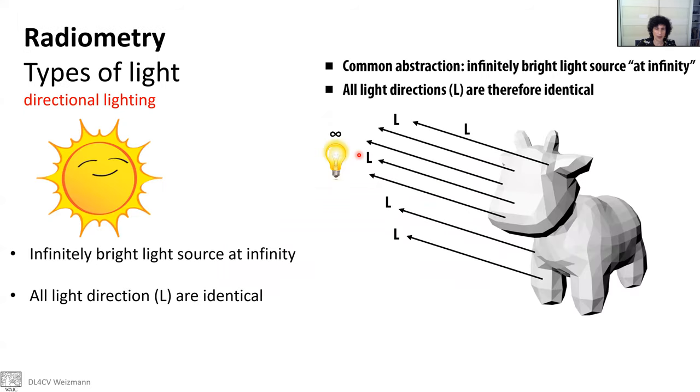So what kind of lights do we have? I'm scanning a few of them. We have something, for example, like the sun, which is infinitely far, and therefore all the directions are identical, coming from the same direction, which we denote by L, and hit the surface. This is called directional lighting.